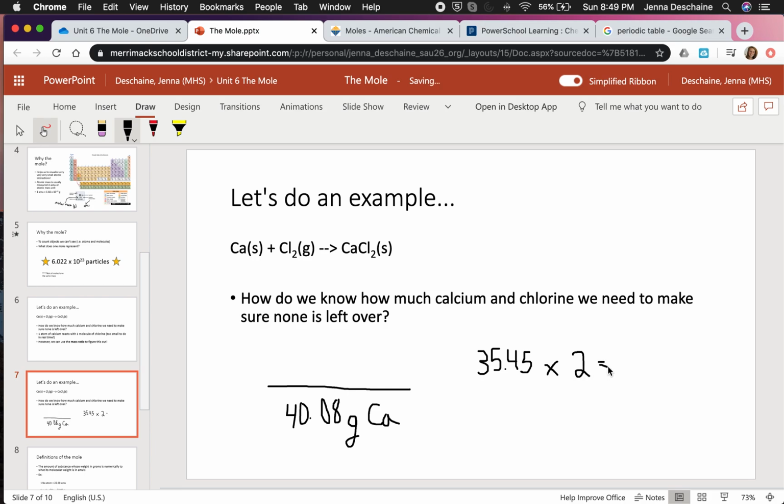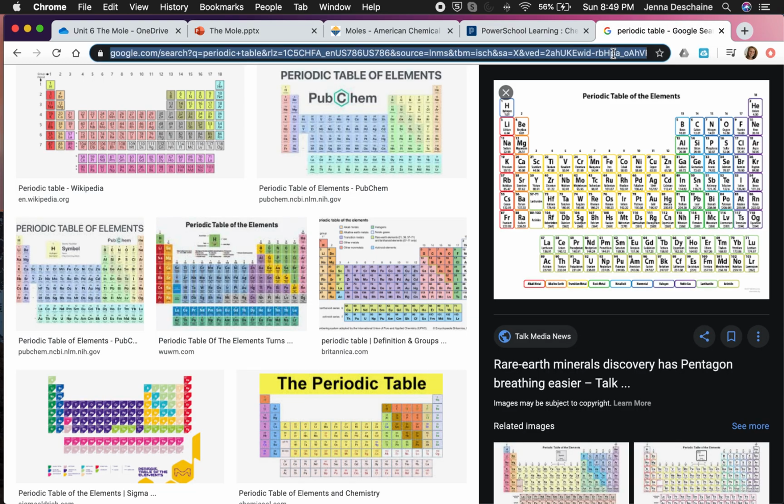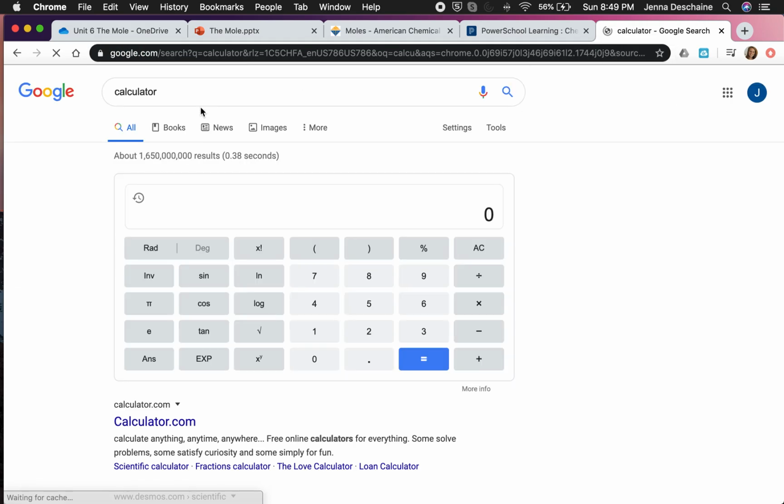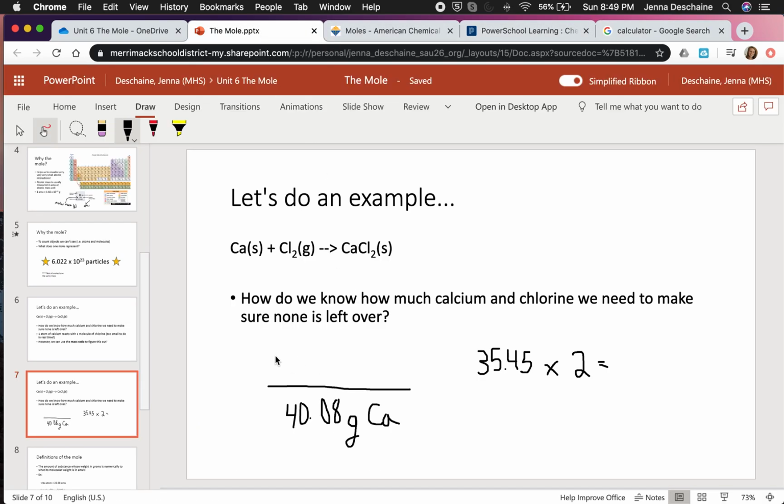All right. If I do a quick calculation, I don't have my phone. Hang on a sec. Calculator. 35.45 times 2, 70, let's call it 71. Let's just round up real quick. All right. So that's 71.0 grams of chlorine. But I'm also going to put Cl2. Make sure I know that there's 2 chlorine atoms. All right. So I'm going to erase this real quick.